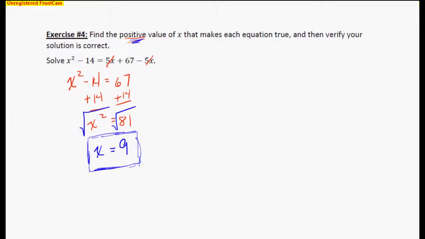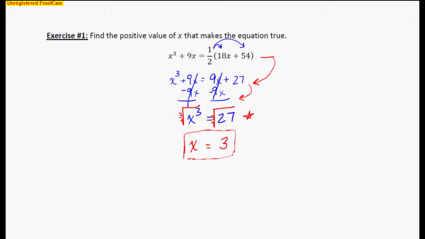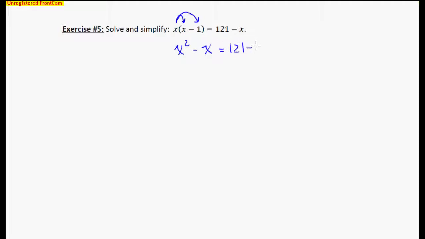All right, a couple more to go here. Let's turn this one off and turn this one on. Oh, that's exercise 1. Where do we need to go to? We are up to exercise 5. Okay. What do we do? Solve and simplify. Well, I've got an x that I should distribute. So I distribute that x. I get x squared minus 1x equals 121 minus x.